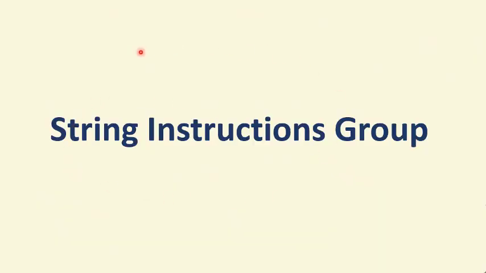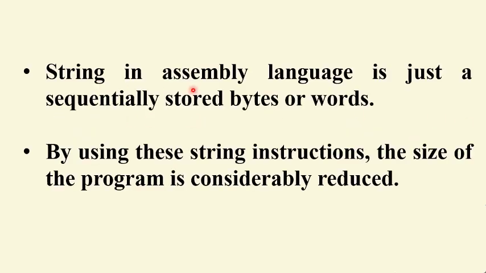So the next instruction is the string instructions group. Now we will study the string instruction group. So what is a string? A string is basically an array of data, just sequentially stored bytes or words. So by using string instructions, the size of the program is reduced. This is the beauty of the 8086 microprocessor, that we can directly perform operations on strings.